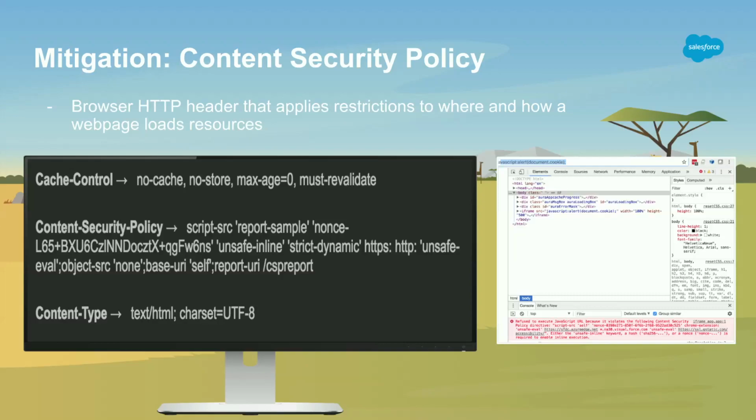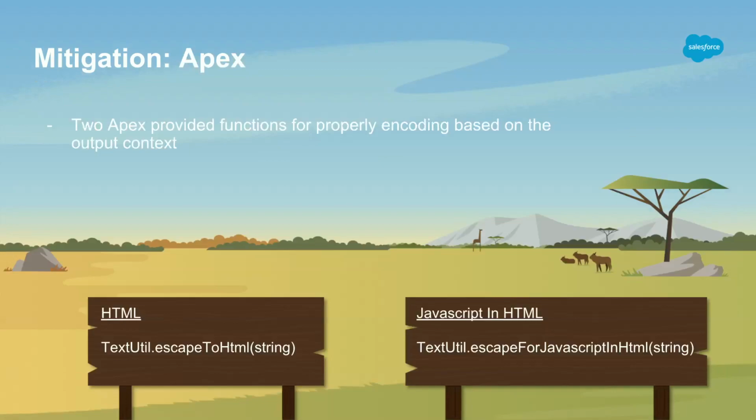Looks like this button. OK. Now, in Apex, we have two methods. The TextUtil class has this escape to HTML. So whatever input you put in, it's going to change it into HTML encoding format.